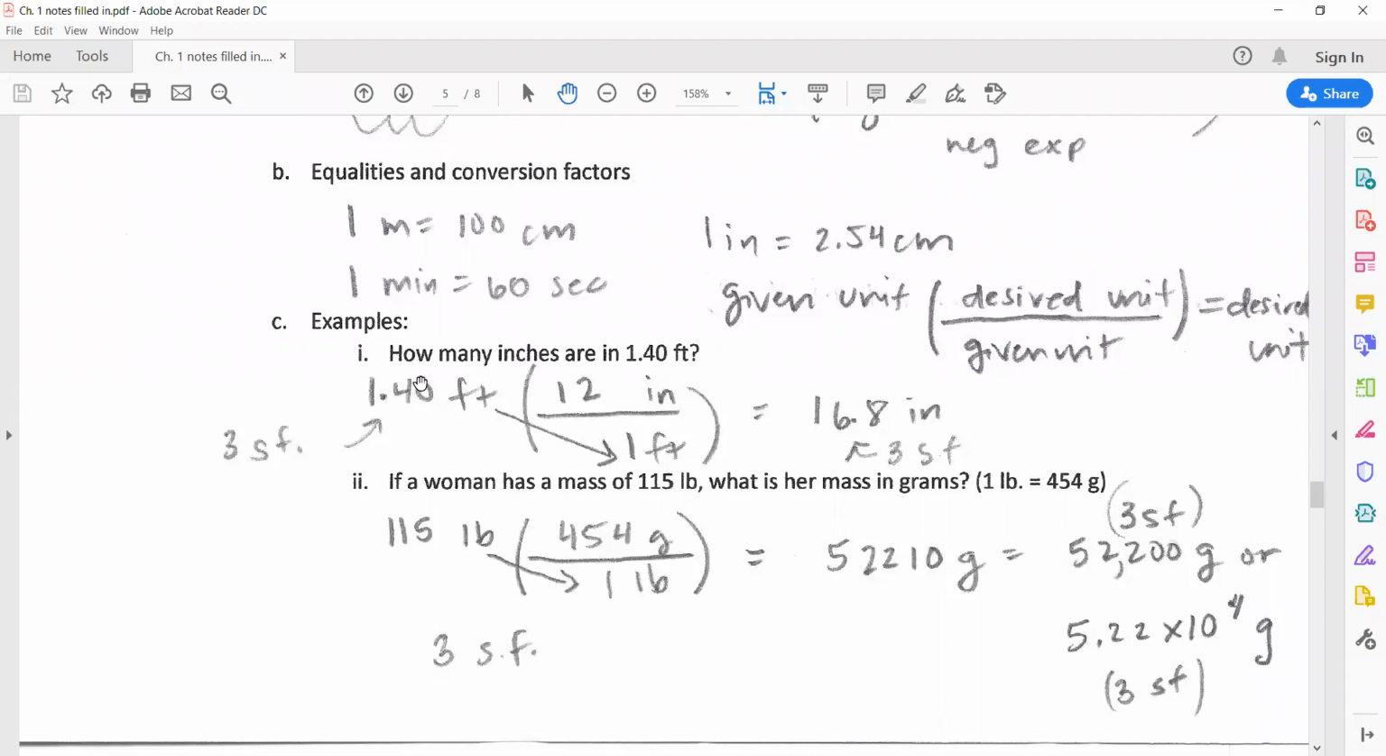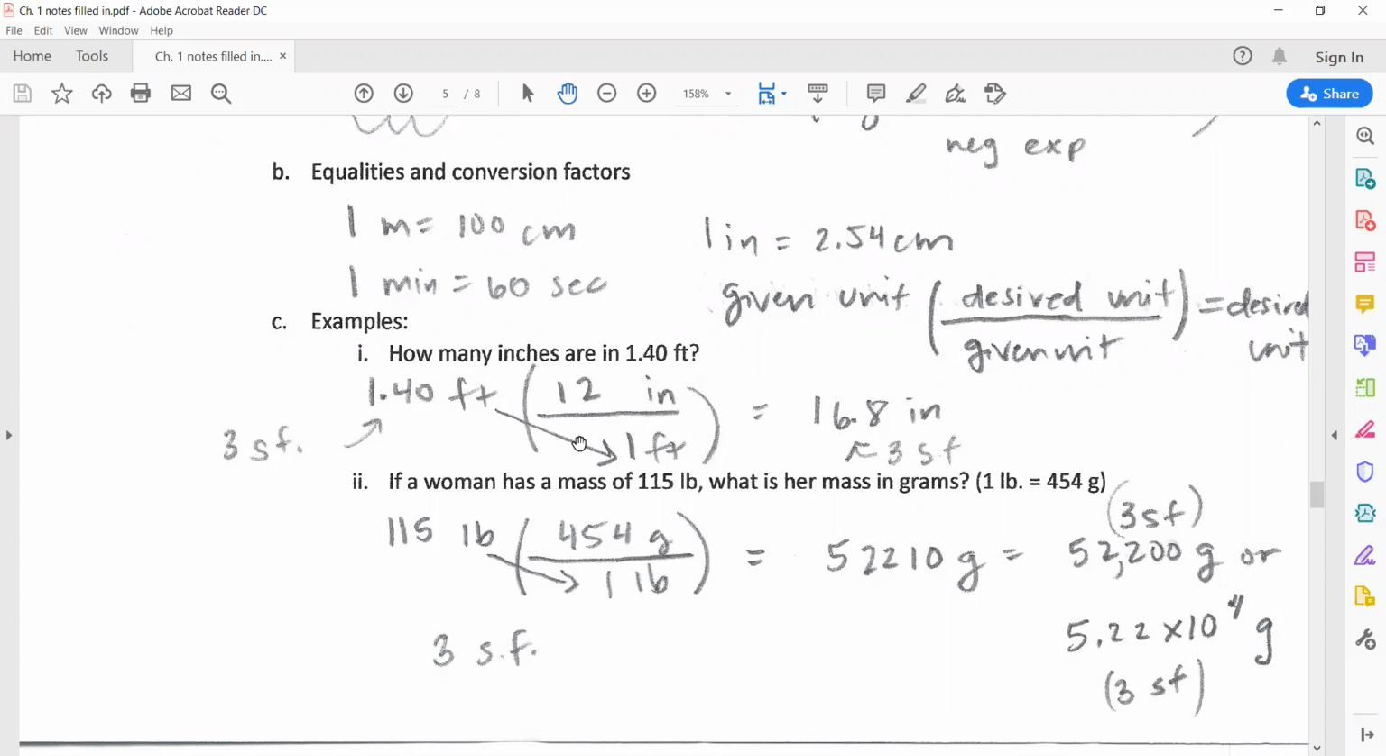Here's an example. How many inches are in 1.40 feet? So here's 1.40 feet, that's our starting value. Immediately in our conversion factor, the unit feet is going to come to the bottom, and we're going to convert to inches like we're wanting to do. Then we put in the values. So we know that 1 foot is equal to 12 inches. That's how we knew where to put the numbers. Then what you do is multiply everything on the top and divide by the bottom. So 1.40 times 12, divide by 1, and you get 16.8.